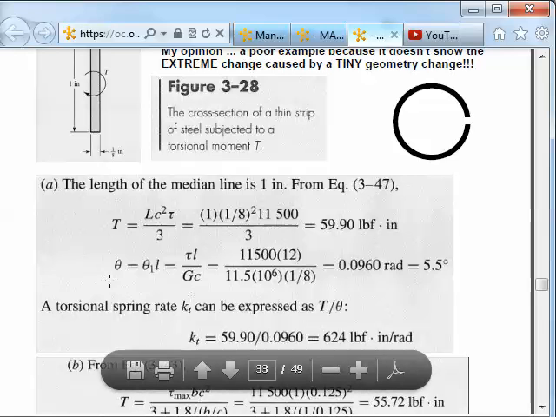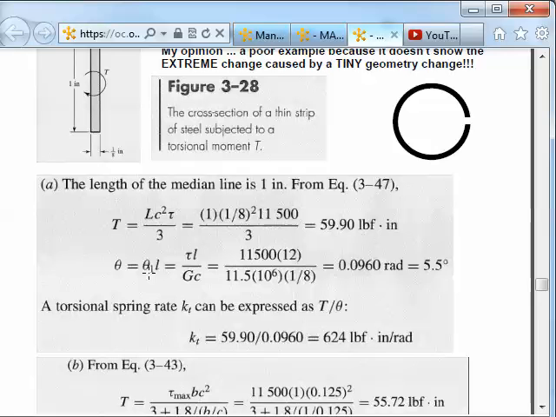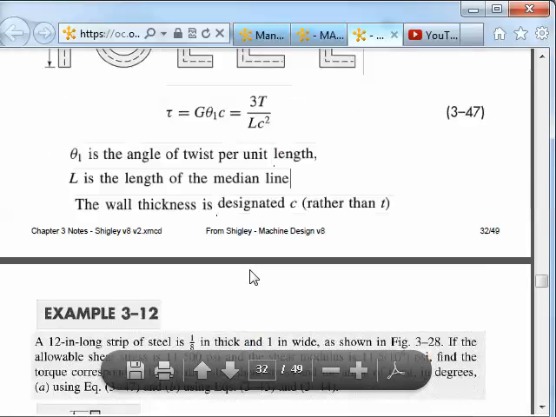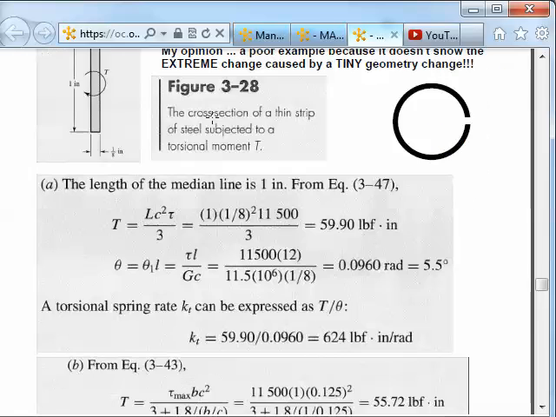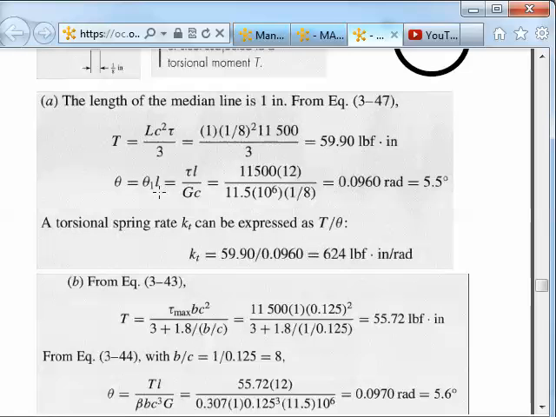And then our equation for the angle of twist is that the angle of twist, theta, is equal to theta 1, which is twist per unit length. It says times TL over GC. I just want to go back and check that equation. Yes, okay, we have G theta C. There's no L in this equation. We brought the L in because we're referring to the total theta, not the theta per unit length. That's where this L comes from. It's that L right there. Plug in the numbers and get 5.5 degrees of twist.